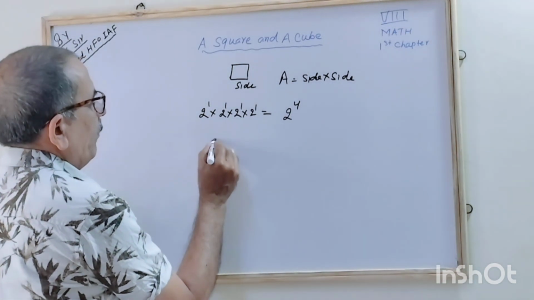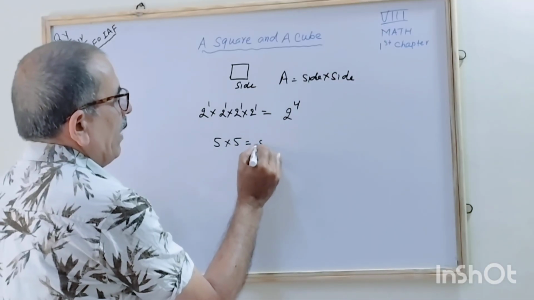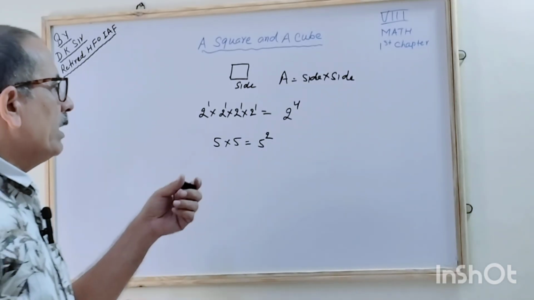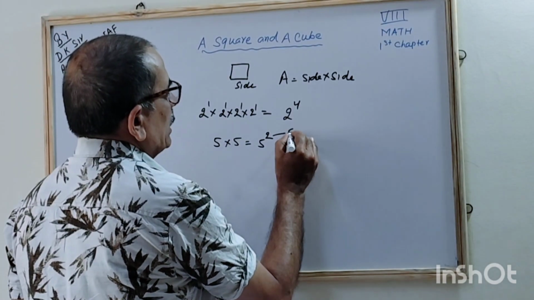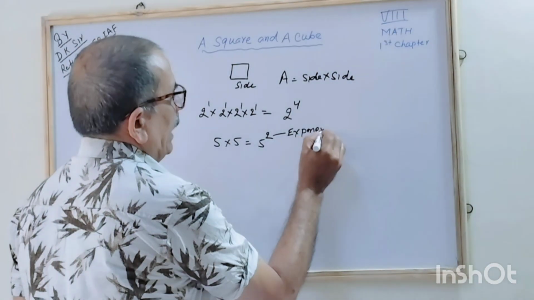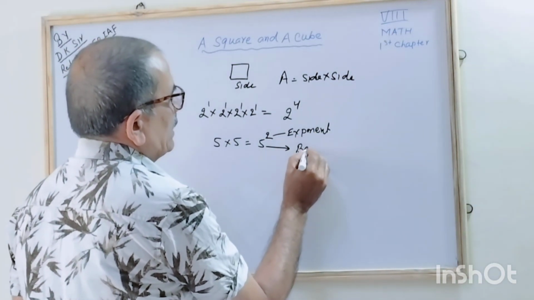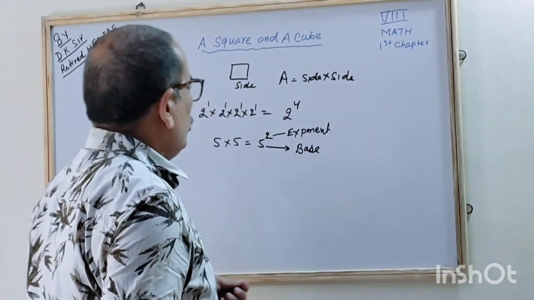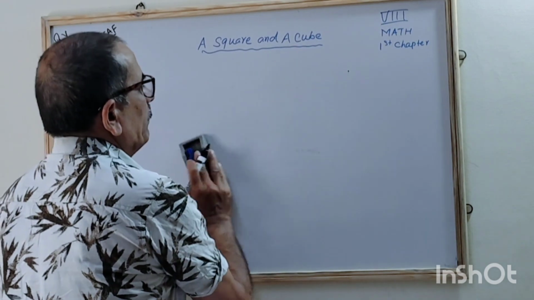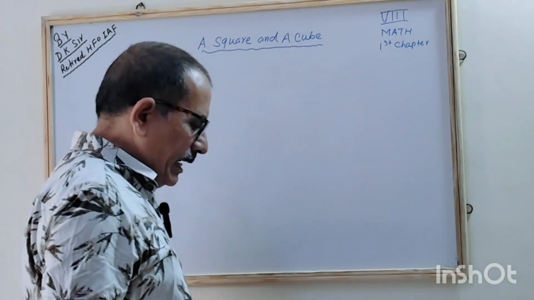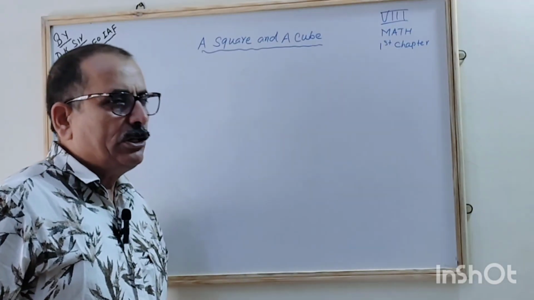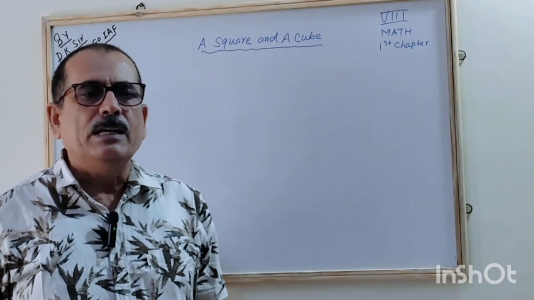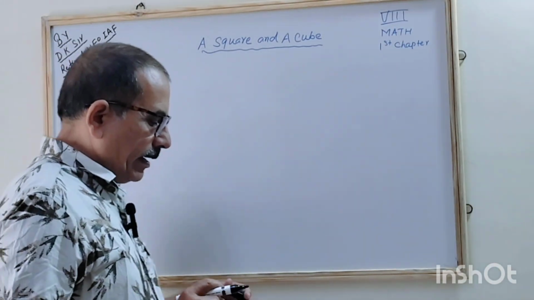If I say 5 into 5, it is 5 to the power 2. Whenever the power or the exponent is 2, we call it a square. This is called the exponent, correct? And this will be called the base, correct? I think you are aware of that. When any number has the exponent of 2, meaning the same number is multiplied 2 times, we say it is a square, correct? We call it the square.